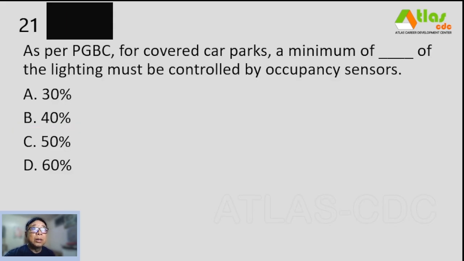Number 21. As per PGBC, for covered car parks, a minimum of blank of the lighting must be controlled by occupancy sensors. A. 30%, B. 40%, C. 50%, and D. 60%.